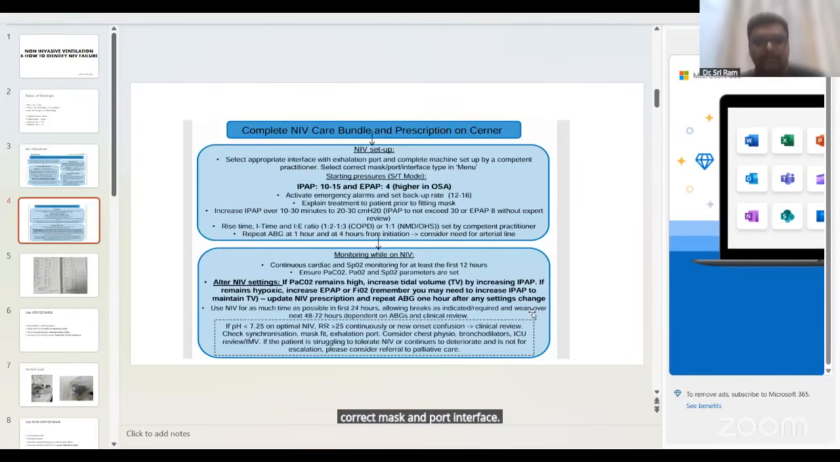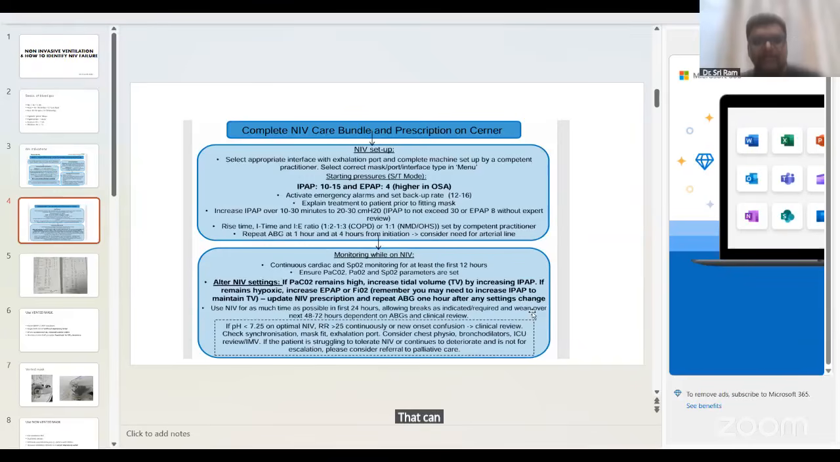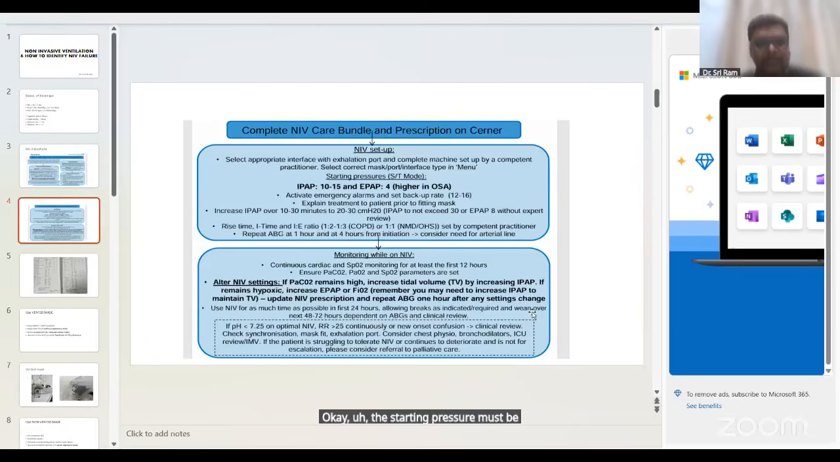Selecting an NIV mask is also a prior thing that needs to be done before putting a patient on NIV support. That can be done by placing the cover of the NIV mask next to the face of the patient, which lets you assess the size that can be used. The starting pressure, the IPAP, must be between 10 and 15, and the EPAP at least 4. It must be increased in OSA patients.